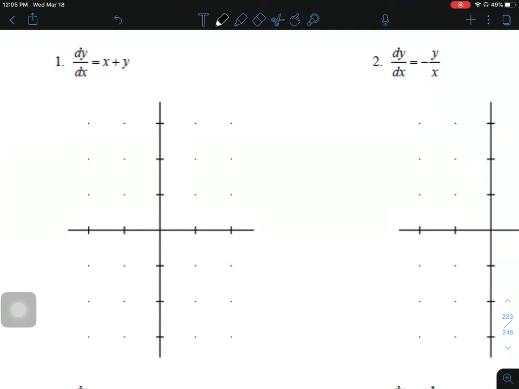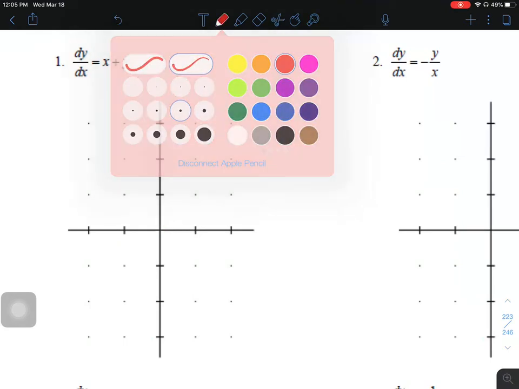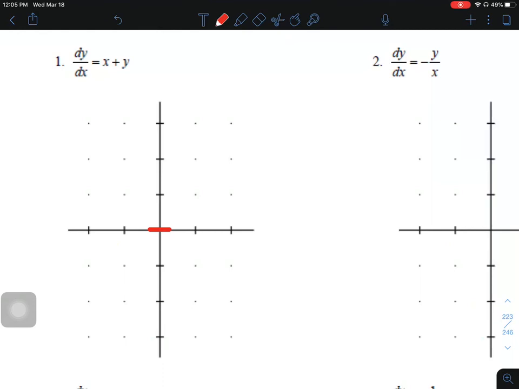For example, this is 0, 0. 0 plus 0 is 0. So it's going to be a horizontal slope. This here is 1, negative 1. If you add those, you also get 0. 2, negative 2, you add those, you get 0. Negative 1, 1, you get 0. Negative 2, 2, you get 0.